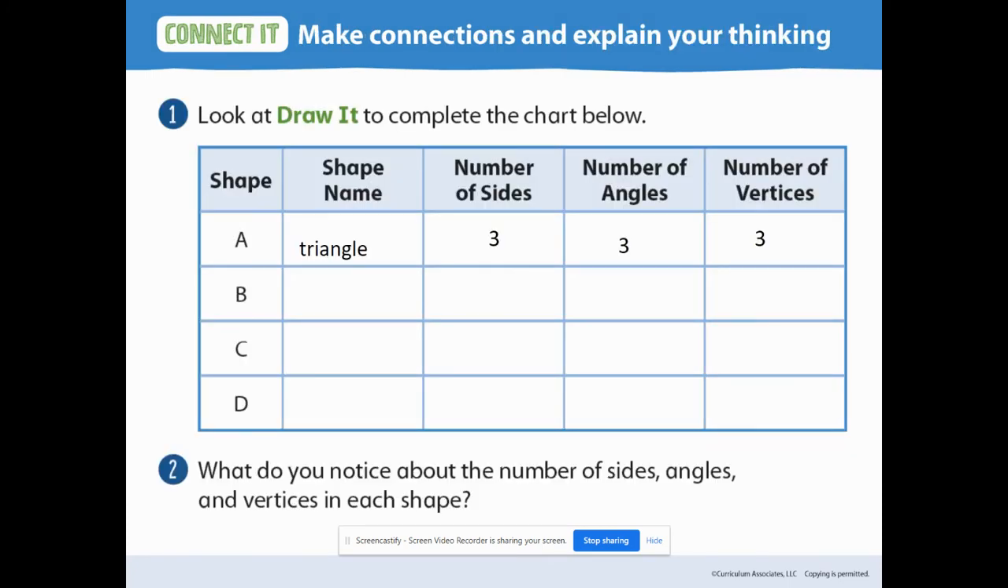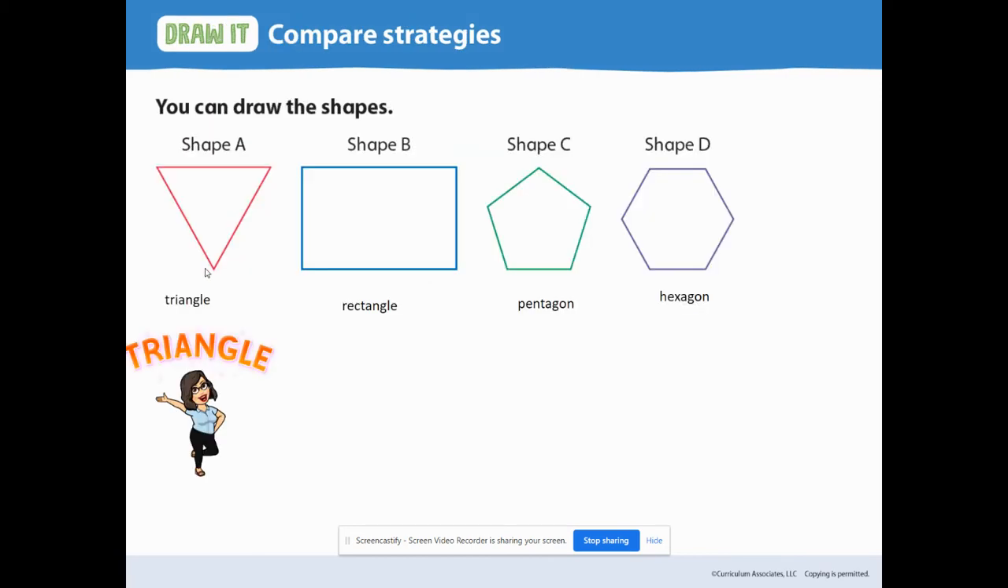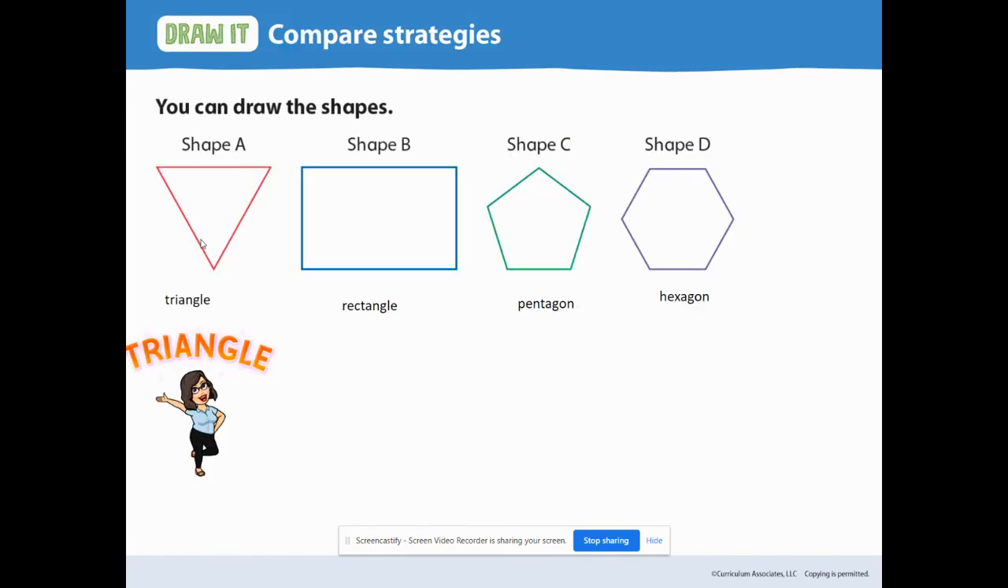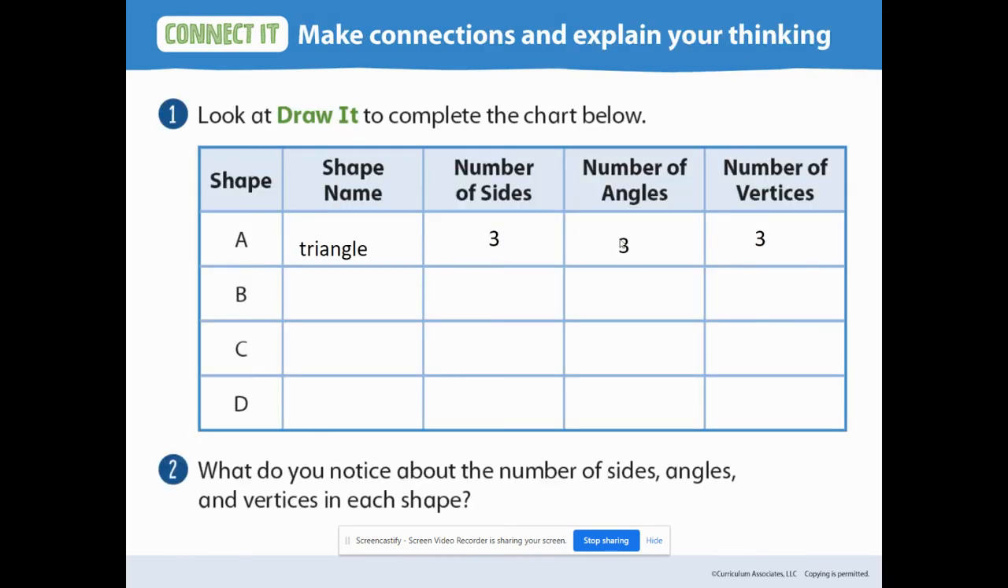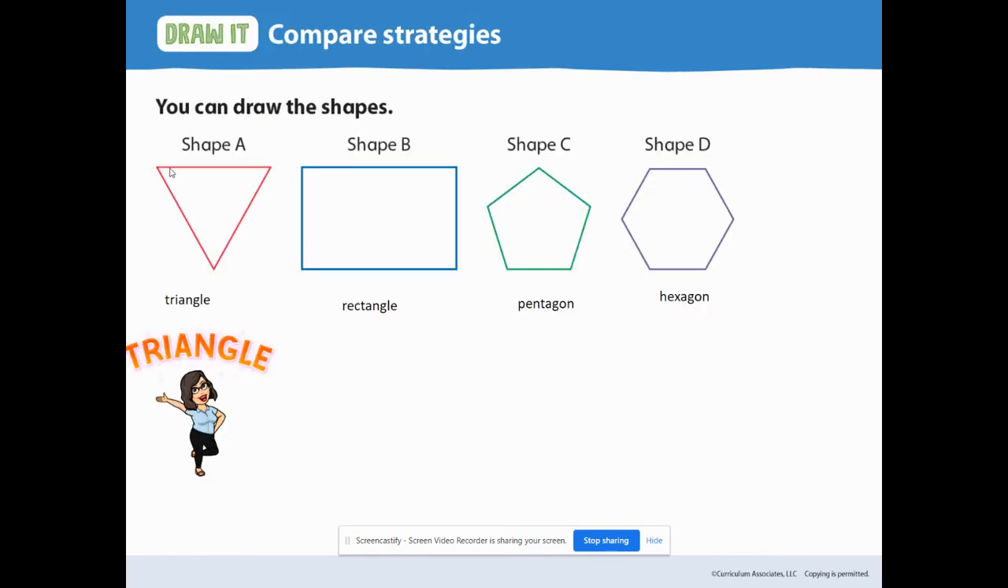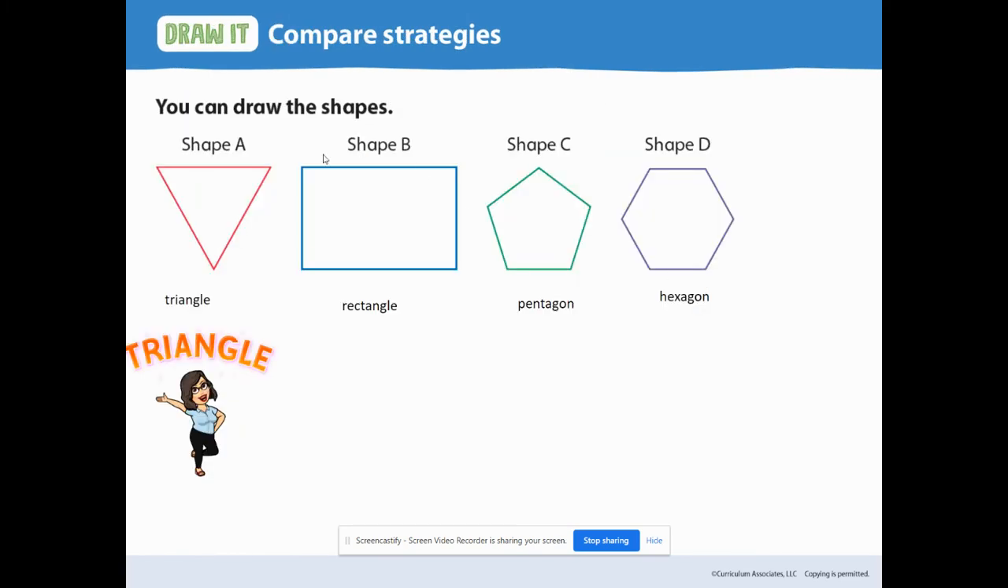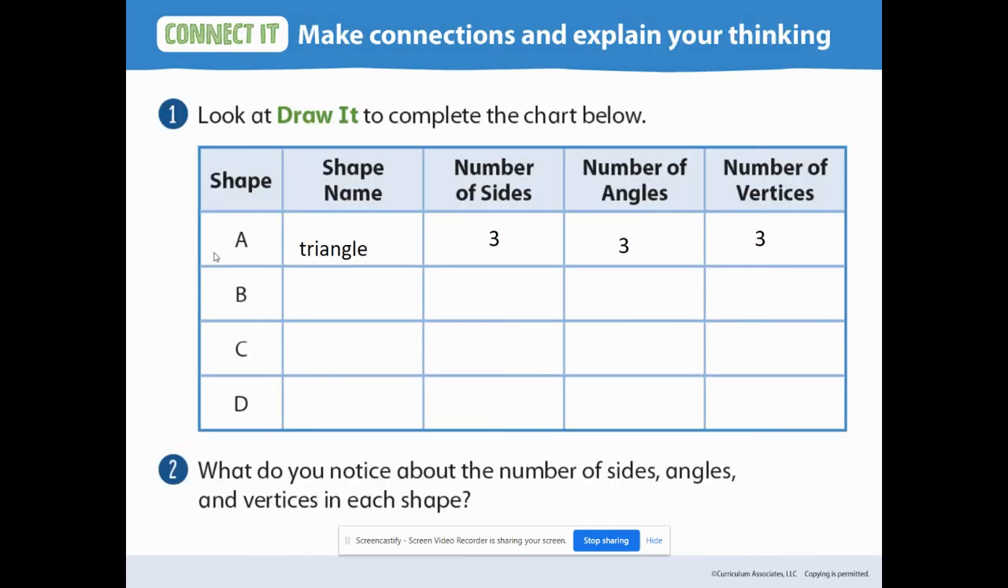Connect it. So we're going to go back up to our draw it strategy with those shapes. And here's what we're going to do. It says, look at the draw it to complete the chart below. Let's look at shape A. It's a triangle, right? So I wrote the name, triangle. How many sides? We counted those. So let's count them. 1, 2, 3 sides. So I wrote 3. Number of angles. Ooh, 1, 2, 3. 3 angles and 3 vertices. Let's look at those points. 1, 2, 3. So you're going to fill that out for B, C, and D.